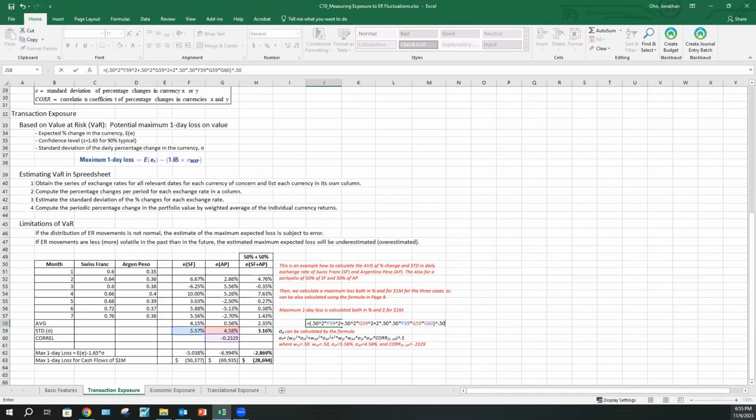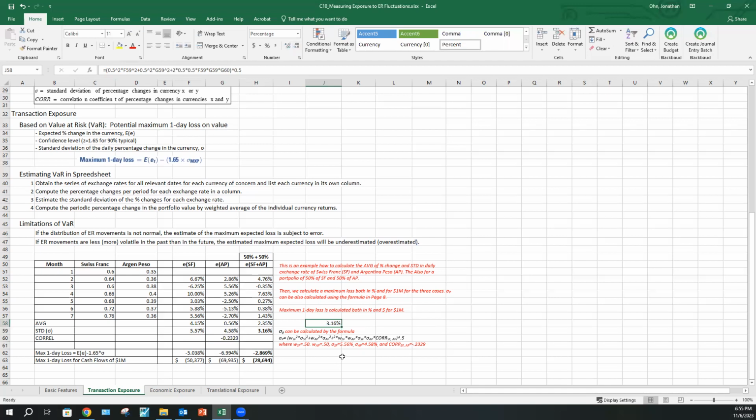That's how you calculate standard deviation based on standard deviation, weights, and correlation coefficient. Now look at this one here. We calculate this one. Let's change that to percentage.